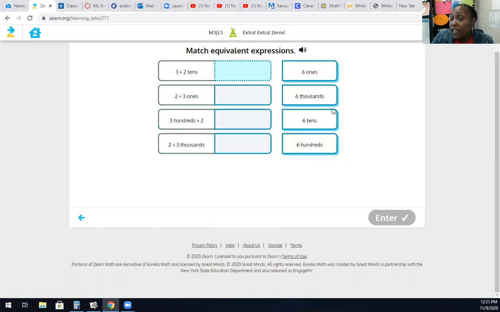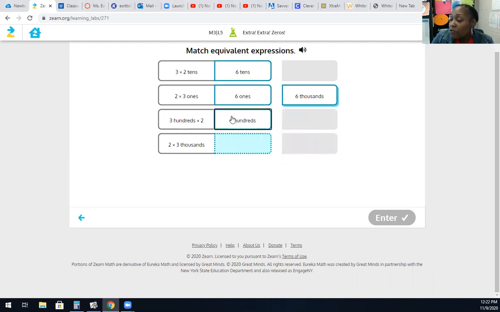And when we see stuff like this, let's think. 3 times 2 tens. So 3 times 2 is 6. So that's going to be 6 tens. What's 2 times 3 ones? That's going to be 6 ones. 2 times 3 is 6. What about 300 times 2? 600s. And 2 times 3,000s. Well, we're going to do 2 times 3 and know that that's 6, and know we need 6,000s. And there we go. Okay, let's enter it.